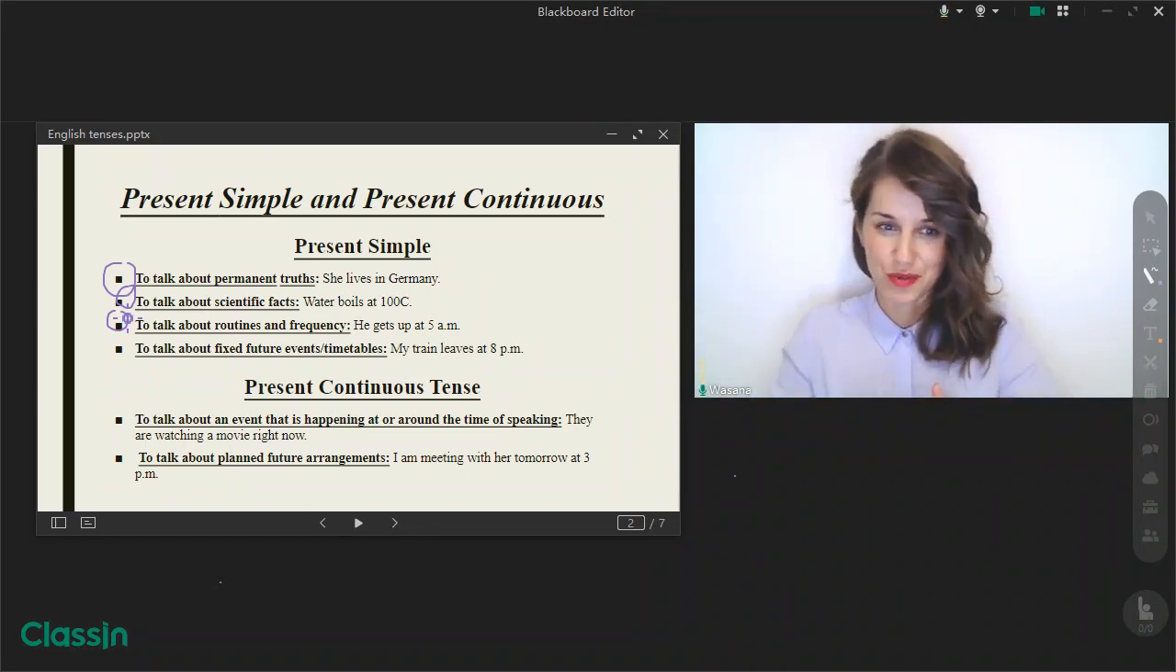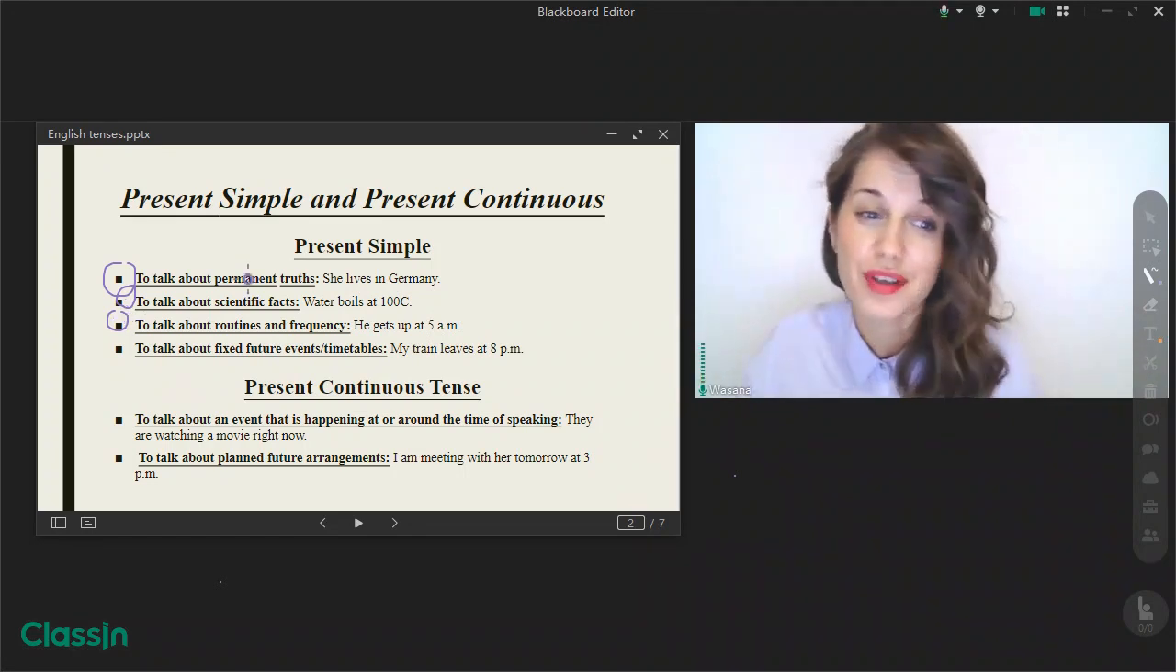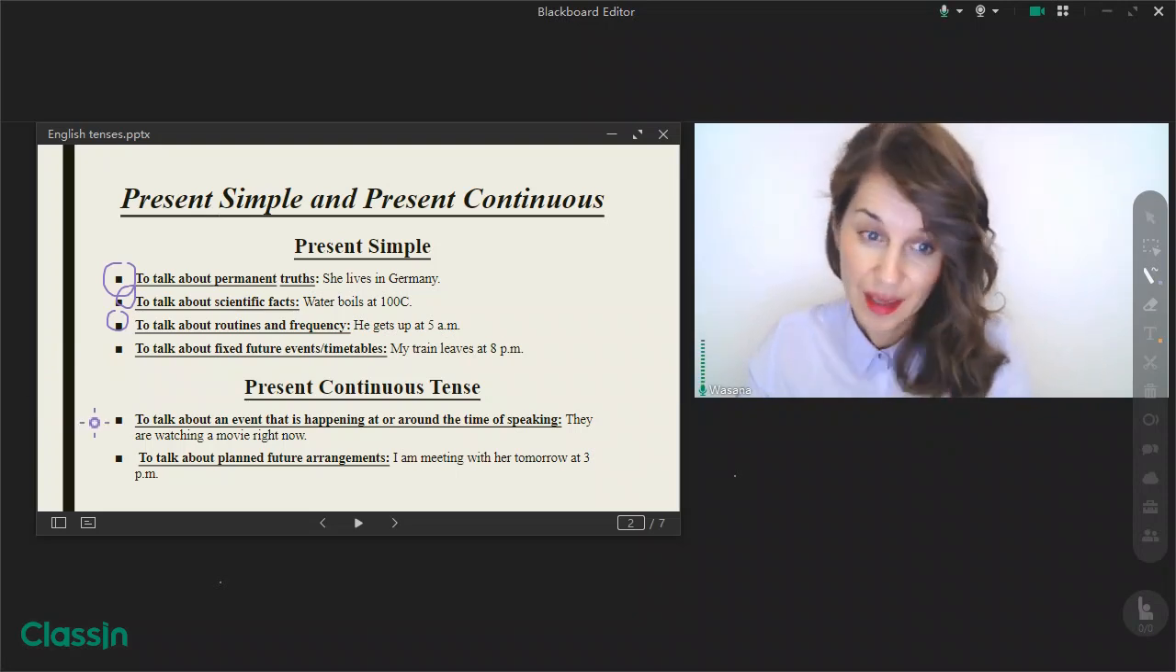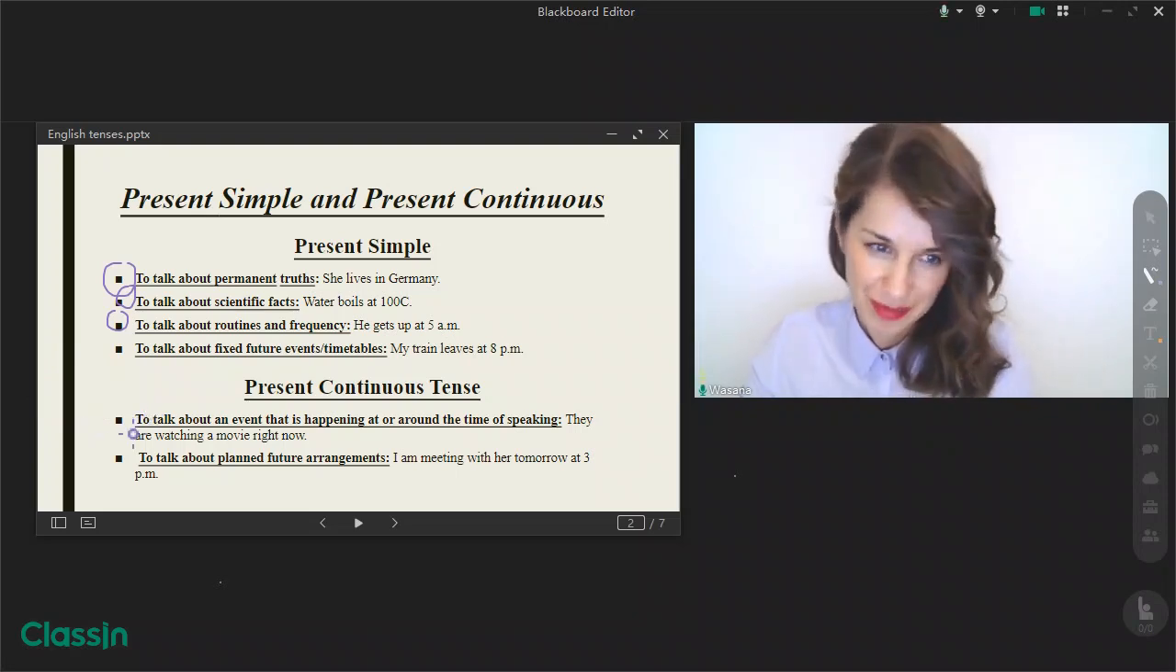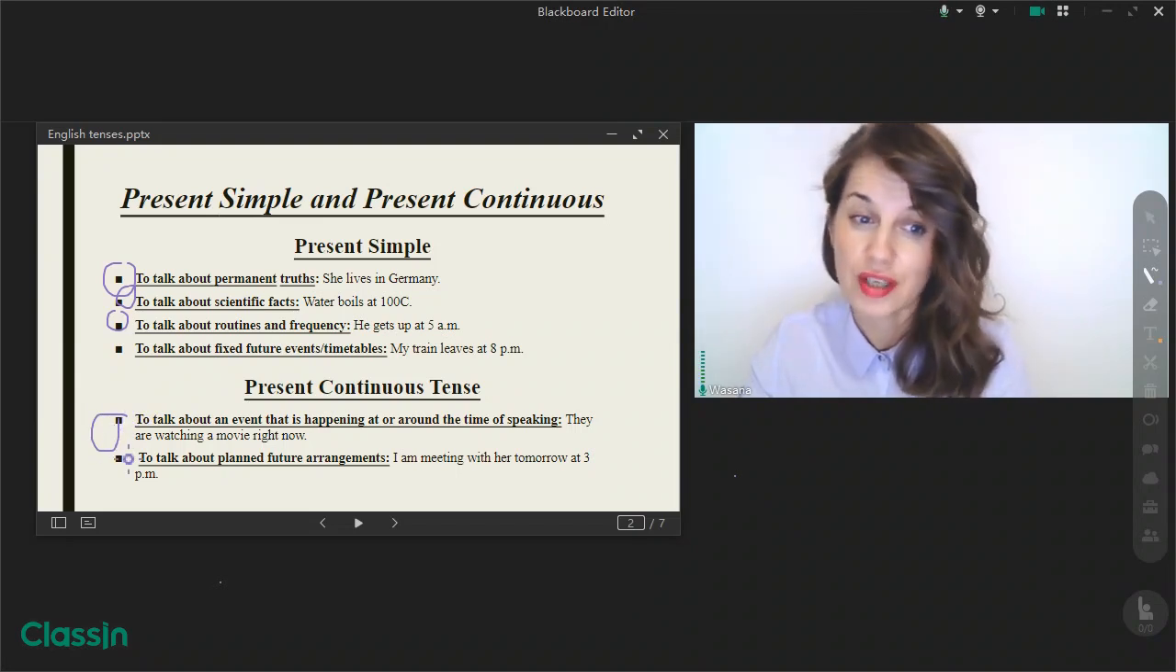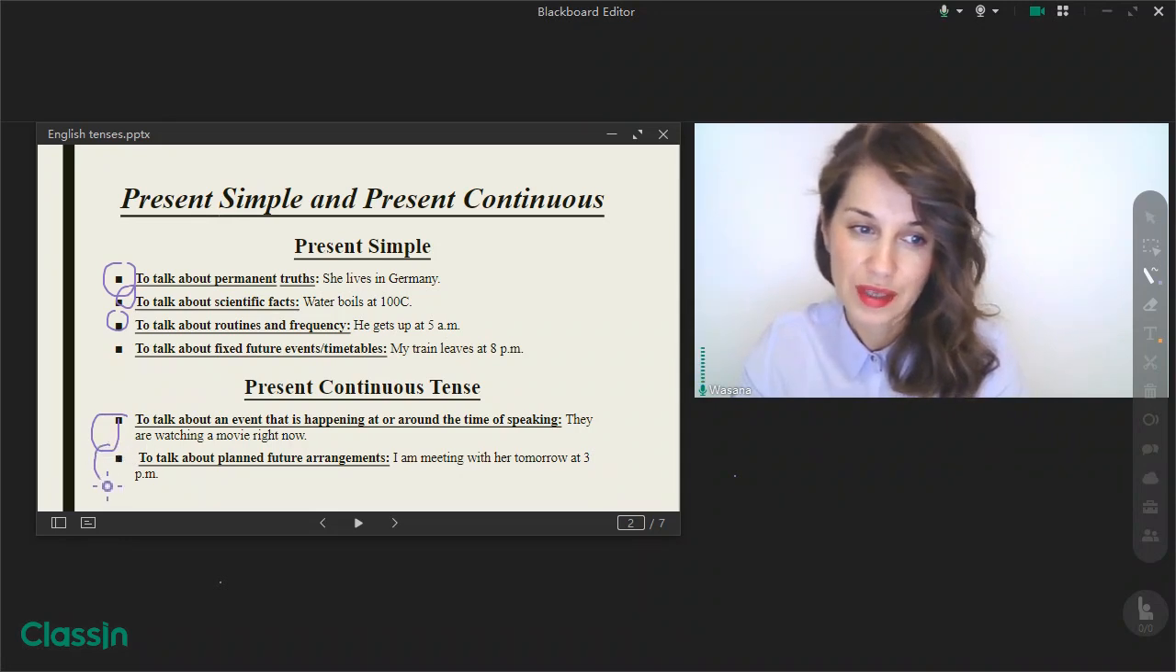Present simple is used for routines, habits, frequency, something that we do every day, every week, every month, every year. Present continuous tense is used to talk about an event that is happening at or around the time of speaking. They are watching a movie right now. Or to talk about future arrangements. Pay attention, planned future arrangements. We know the date and time. I'm meeting with her tomorrow at 3 p.m.